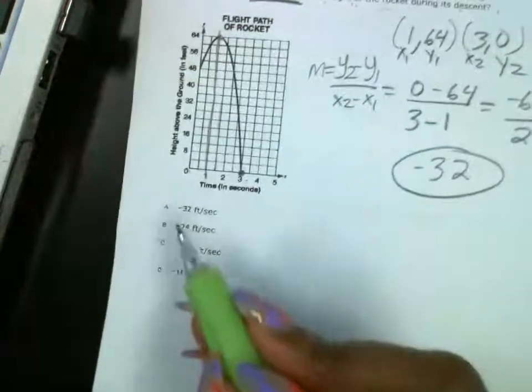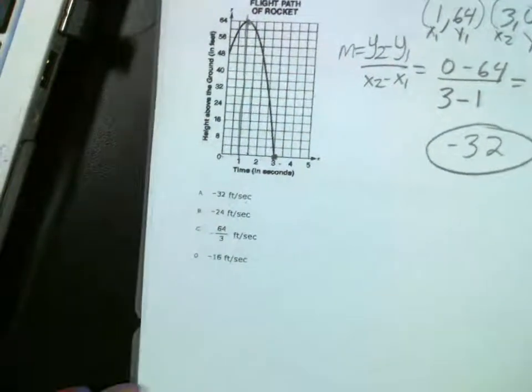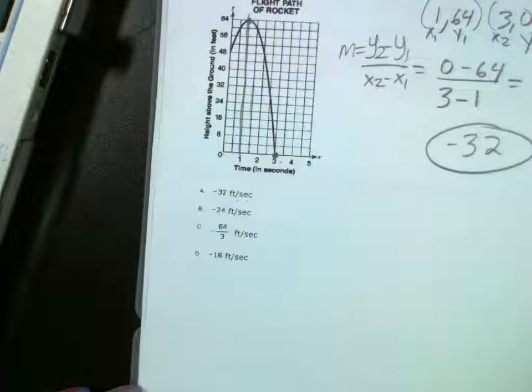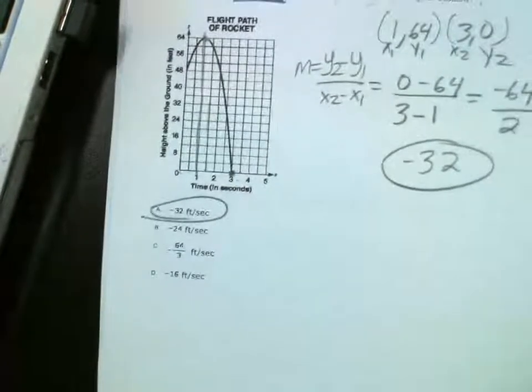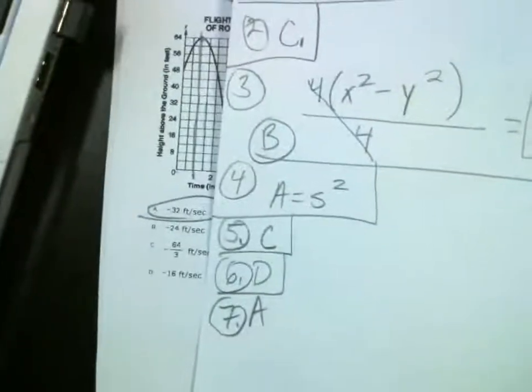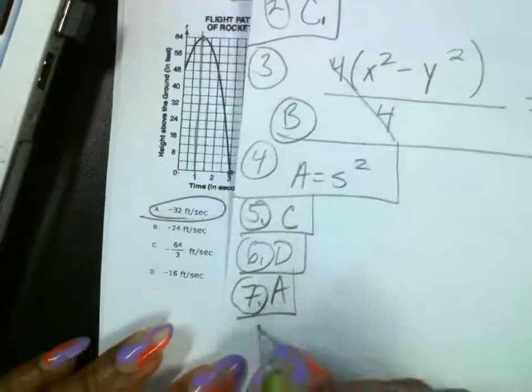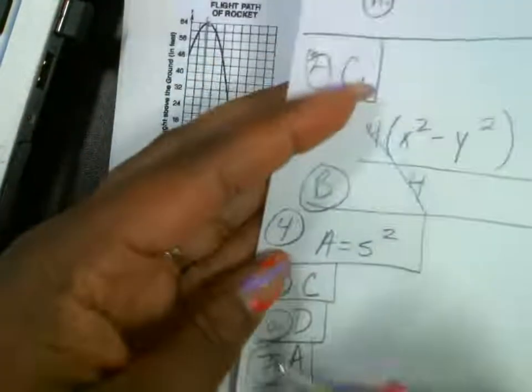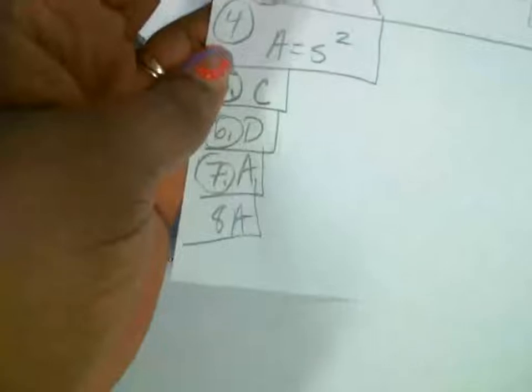Okay? So negative 32 feet per second. Negative 32 feet per second. So your answer for number 8 is A. So that's Monday. 1 through 8 was Monday.